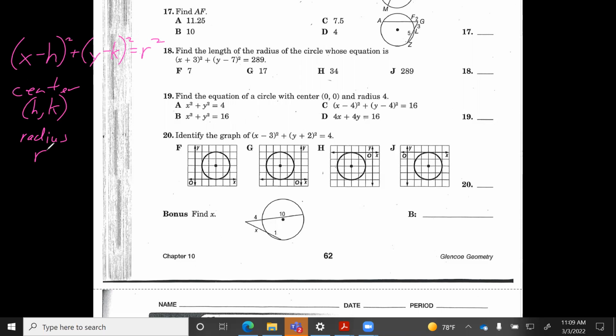All right. So in that equation, they tell us to find the length of the radius of the circle whose equation is this. Well, the 289 at the end represents r squared, right? So 289 equals r squared. We need r by itself. So what do we have to do? Square root. We've got to get rid of the square, so we square root. What is the square root of 289? 17. That's it.